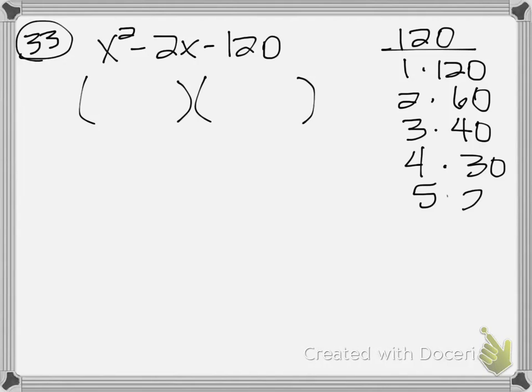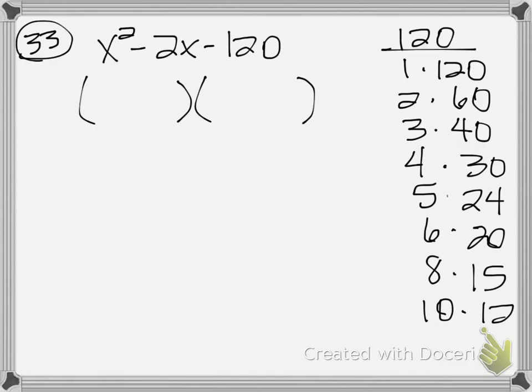Let's see here. 5 goes in 24. And 120 has a lot of factor pairs. I'm getting closer though. I think 8 goes in. 15 times 8? 12 times 10? Yeah, I think we are ready for the 10. So 10 times 12. And then that's the pair that's a difference of 2. So I know that I'm going to use the 10 and the 12.